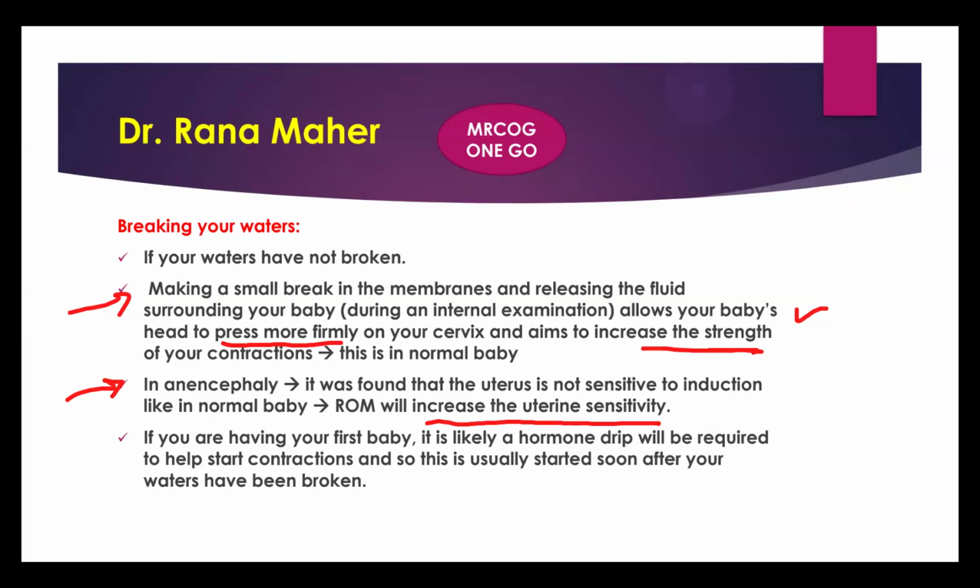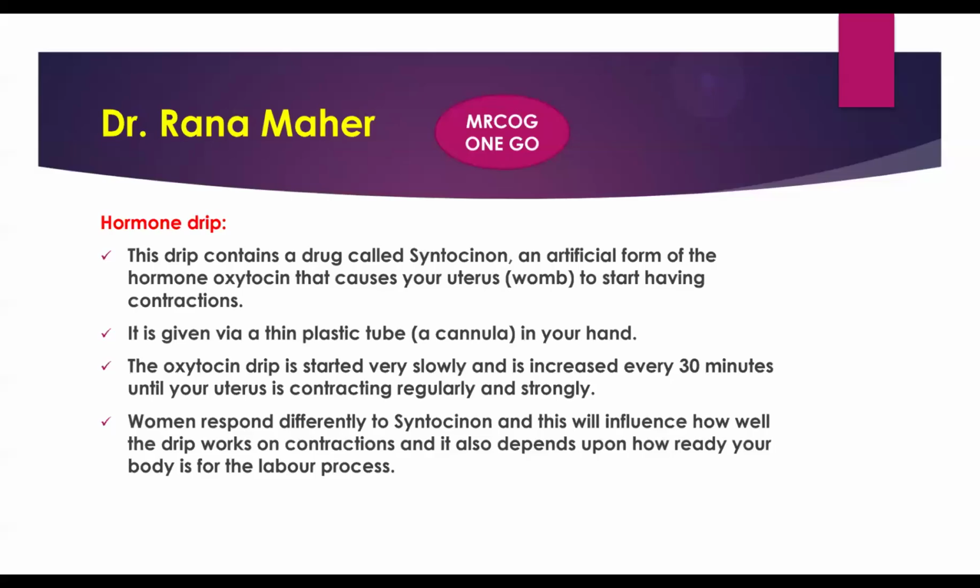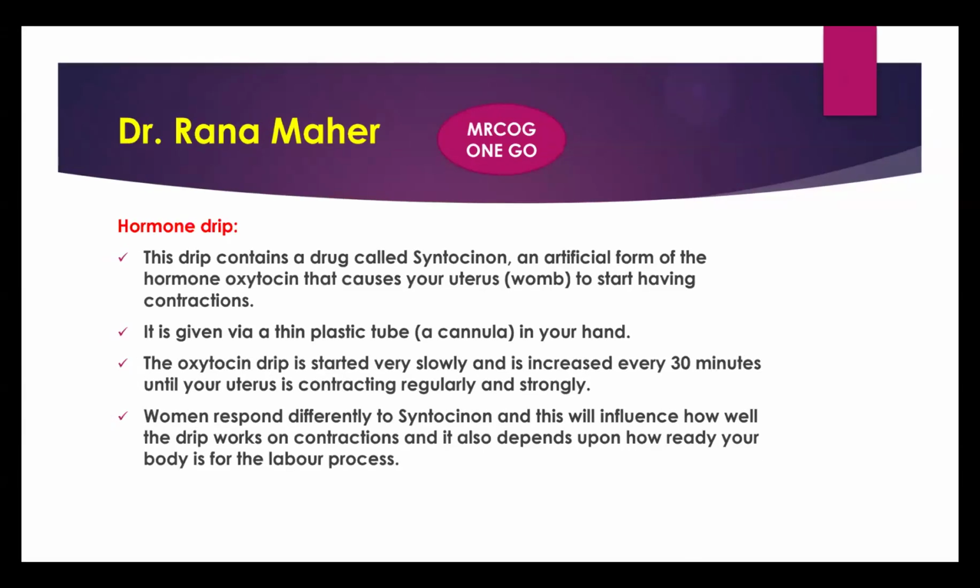If you have your first baby, it's likely you will have a hormonal drip. This will be required to start the contractions, and usually it will start soon after your waters have been broken. So the third option will be the hormonal drip. We will give you this hormone with a fluid in your arm, and it will help the muscles of your womb to contract.